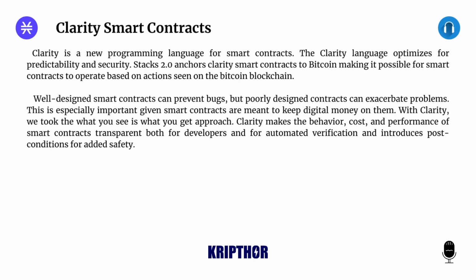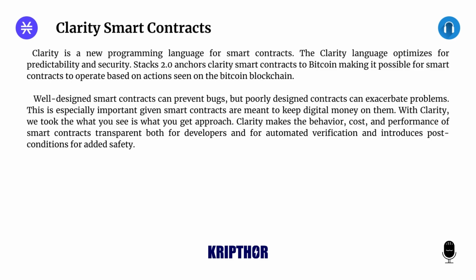Clarity smart contracts. Clarity is a new programming language for smart contracts. The Clarity language optimizes for predictability and security. Stacks 2.0 anchors Clarity smart contracts to Bitcoin, making it possible for smart contracts to operate based on actions seen on the Bitcoin blockchain. Well-designed smart contracts can prevent bugs, but poorly designed contracts can exacerbate problems. This is especially important given smart contracts are meant to keep digital money on them.